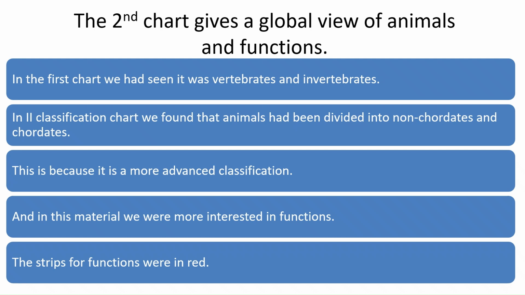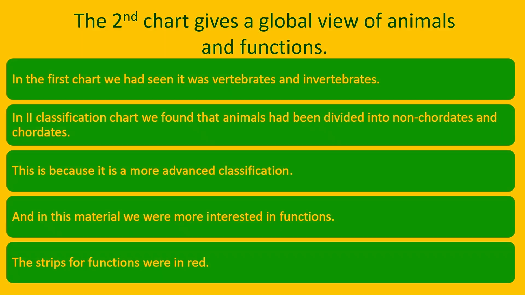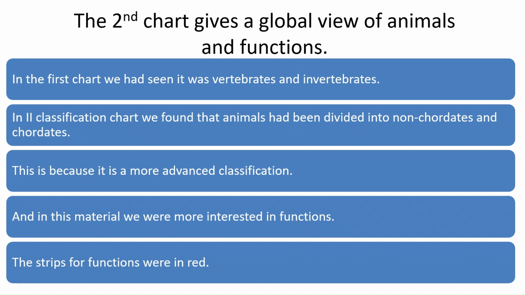In the second classification chart, we found that animals have been divided into non-chordates and chordates. This was because it is a more advanced classification. And in this material, we were more interested in functions. The strips for functions were in red.